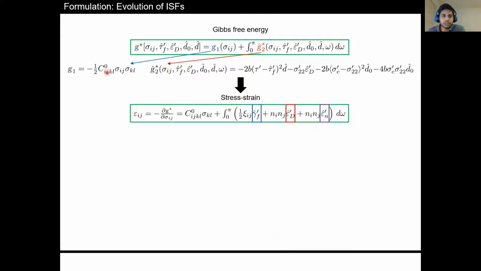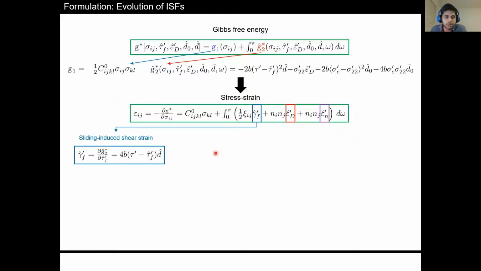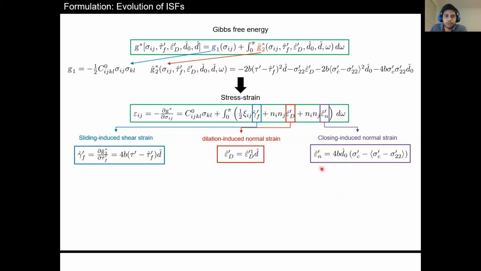So using the hyperelastic relationship on the Gibbs free energy, we can derive the stress-strain relationship for our multi-cracked REV. Here, gamma f is the sliding-induced shear strain contribution. Epsilon d is the dilation-induced normal strain because of the sawtooth kind of motion of the microcrack. And epsilon n is the strain contributed by the closing of previously open microcracks.